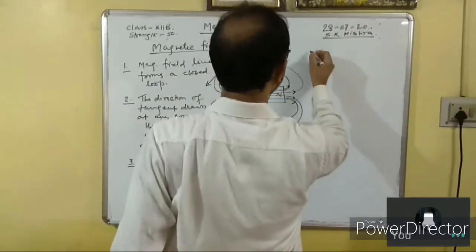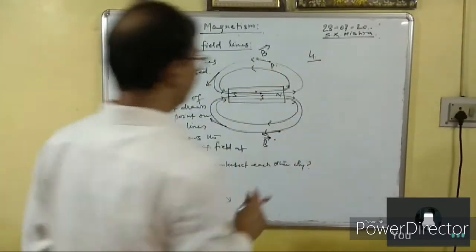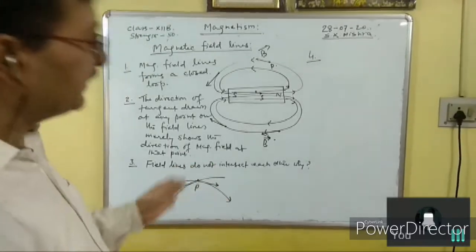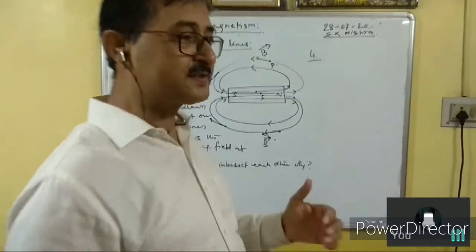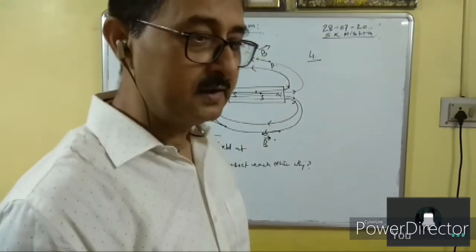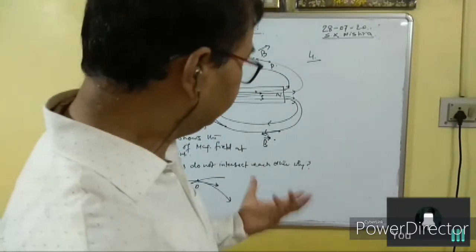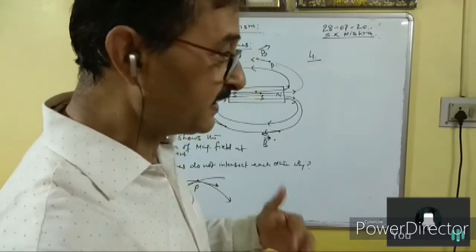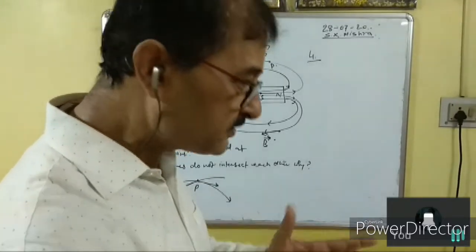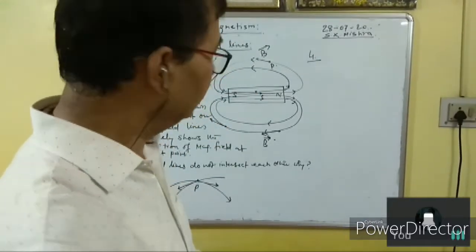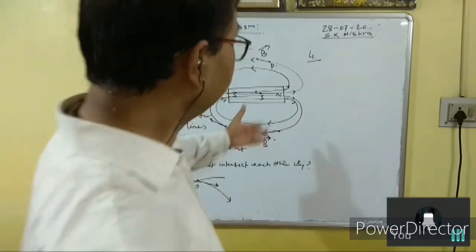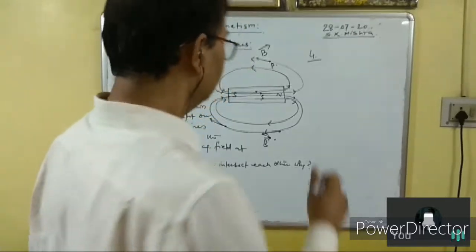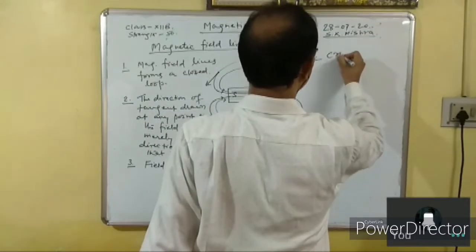And the direction of the tangent merely shows the direction of the magnetic field. At a given point, there should be one and only one direction of magnetic field. Otherwise there would be two directions of magnetic field at the same point, which is totally absurd in physics. So that's why you can't say that field lines intersect each other. It is very much similar to how electric field lines do not intersect each other.